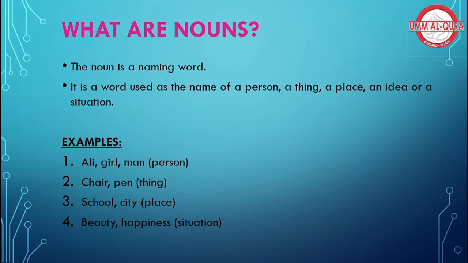I'm going to give you a few examples like Ali, girl, man, which are persons, and these are the names that we use to refer to them. Then we have things like chair and pen. For places we have school, city, marketplace, airport. Then different situations and emotions, we have beauty and happiness.